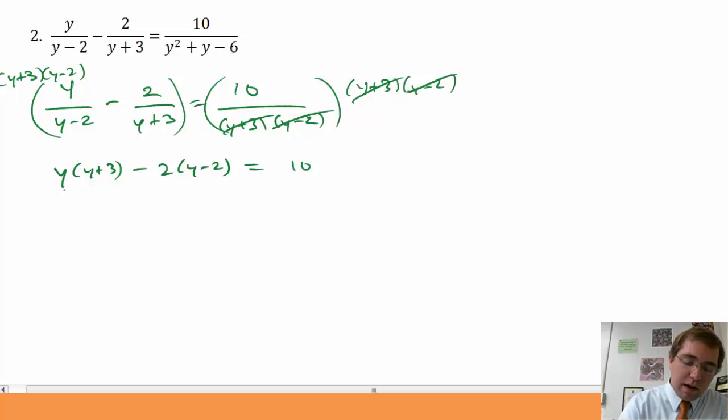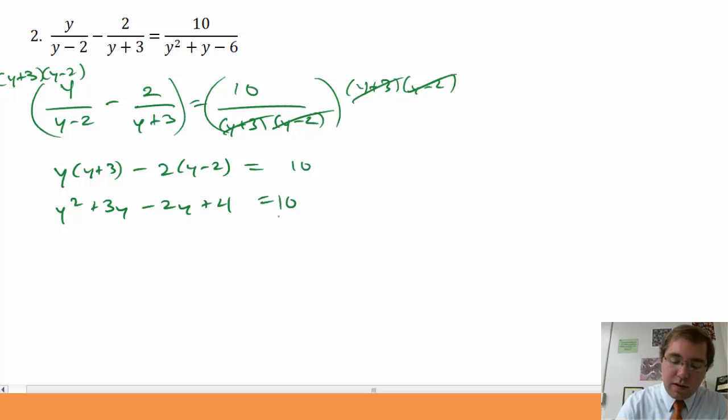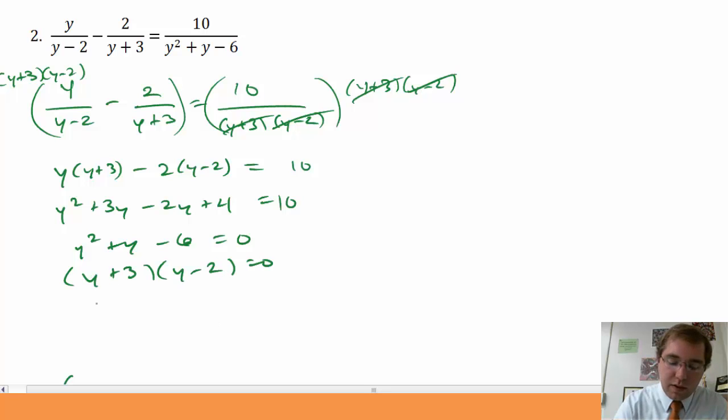Okay, we keep solving. We distribute the y, we get y squared plus 3y. Distribute the negative 2, so we get negative 2y plus 4 equals 10. Combine like terms, y squared plus y, and then we subtract the 10 over, we'll have negative 6 equals 0. And then we factor y squared plus y minus 6. And that will give us y plus 3 times y minus 2, which means y equals negative 3, or y equals 2.